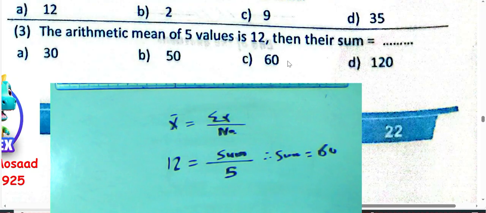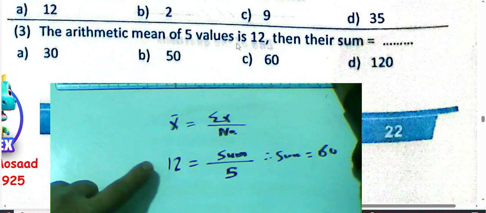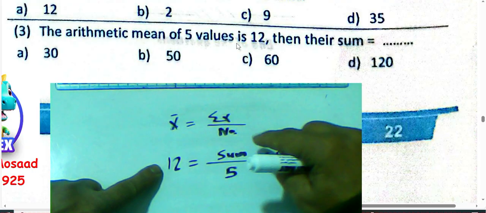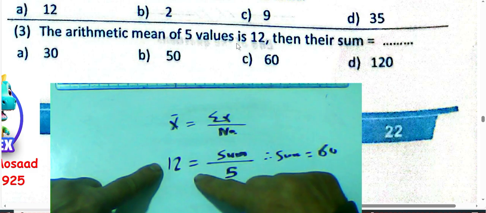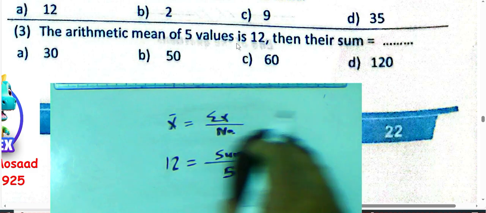Again, in this example, he gave me the arithmetic mean of 5 values is 12. 12 here is the arithmetic mean. The sum of all values we don't know, and the number of values is 5. What number divided by 5 equals 12? It will be 60. Then the sum will be 60.